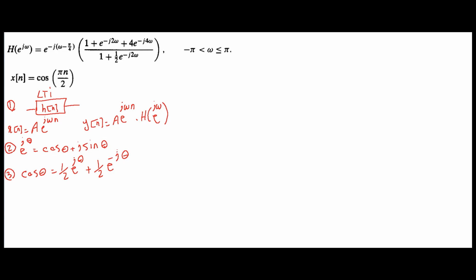Now let's solve the question. First, based on the third point, we write the input as 1/2 of e to the power of j pi n over 2 plus 1/2 of e to the power of minus j pi n over 2.